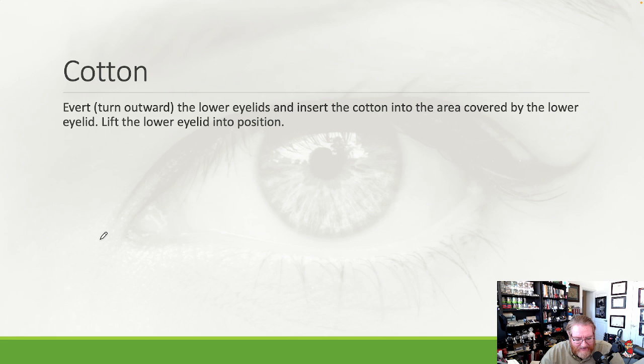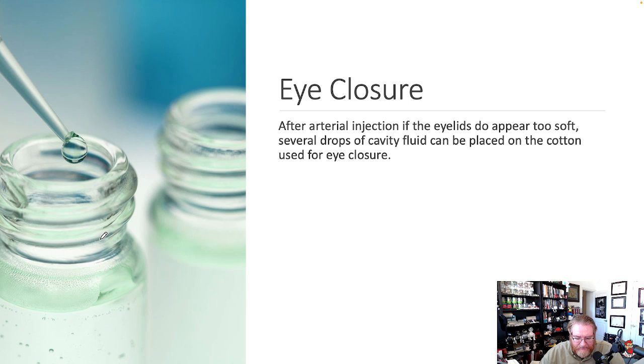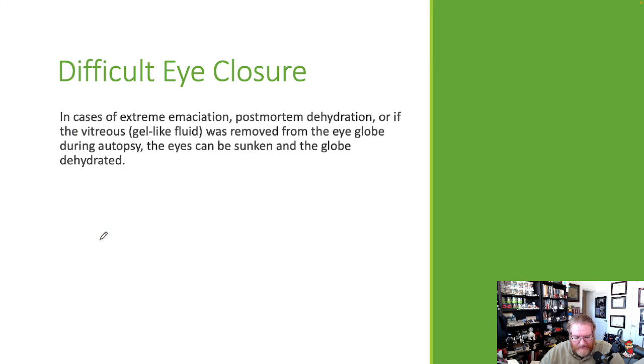Evert the lower eyelids and insert cotton into the area covered by the lower eyelid. Then lift the lower eyelid into position. After several injections, if the eyelids do appear too soft, you could add some cavity fluid on the cotton to help give a little bit of something there to add some preservative and kind of treat that small amount of cotton as a cavity pack. You don't want to go too crazy because you don't want them dehydrating.